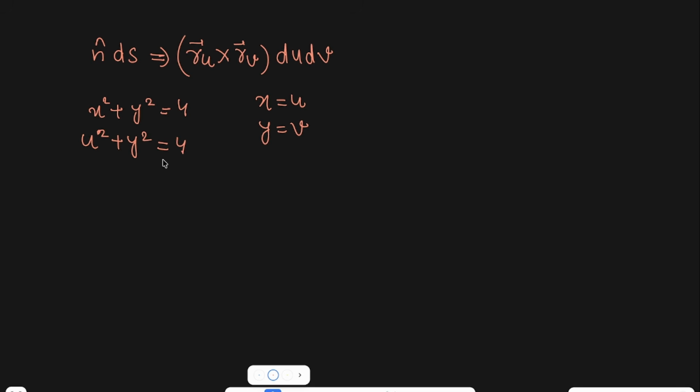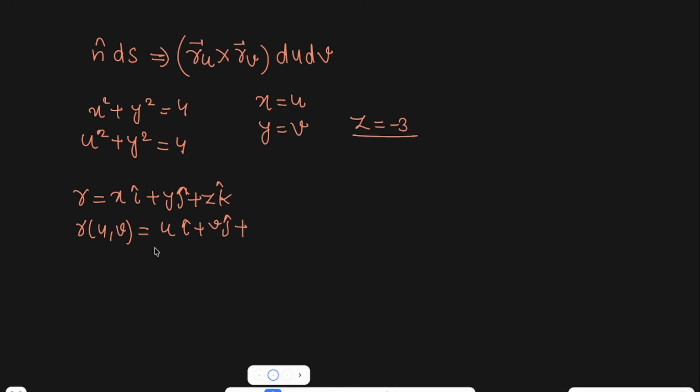And here what will be your r? Basically r is a position vector, that is x i cap plus y j cap plus z k cap. Now from here we are going to replace r, converting it into the parametric form, that is r in uv form. That is u i cap plus v j cap, and z is given as a specific value, minus 3. Then you put the value of z as minus 3, so minus 3 k.